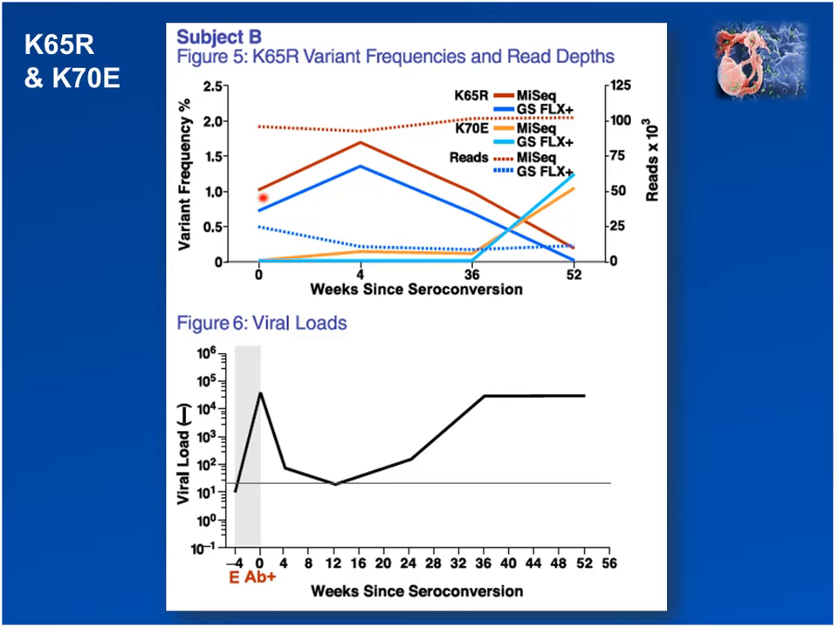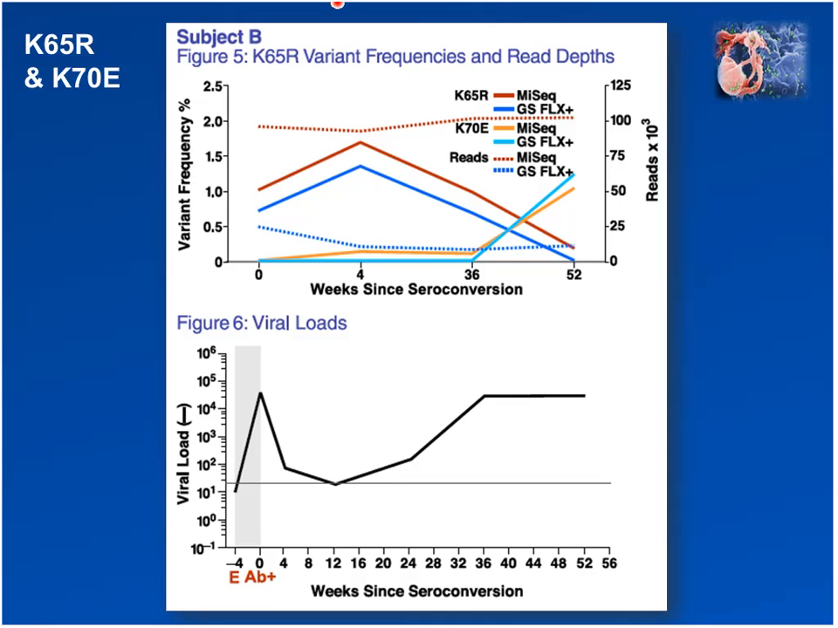This is subject B, and we're looking down at the low end of the variant frequency range again, below 2%. And as you can see, over the time period of sampling, both platforms were very concordant, about maybe a 0.3% difference between the two, as are the plots for K70E. So I've got both drug-resistant variants plotted in this particular case on the same graph.